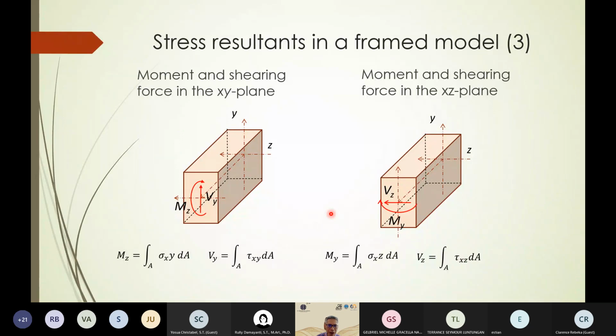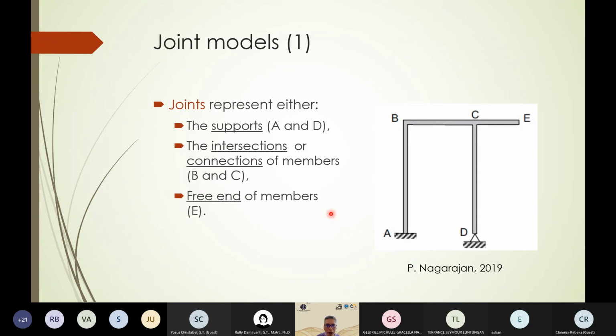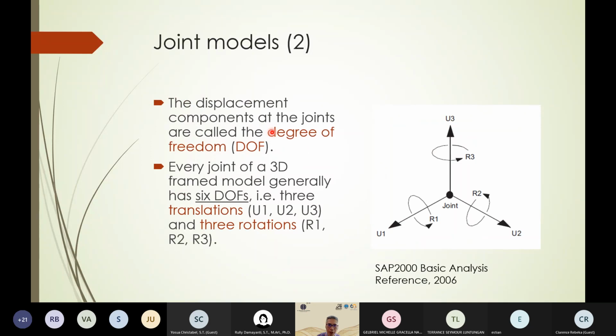For the stress resultants, that's the difference between continuous cells and grid cells regarding the internal force. Another consideration of modeling structure is the joints. Joints can be the spots like this, or free, or connection here. For each joint we have the displacement components at the joints. It's called degrees of freedom.